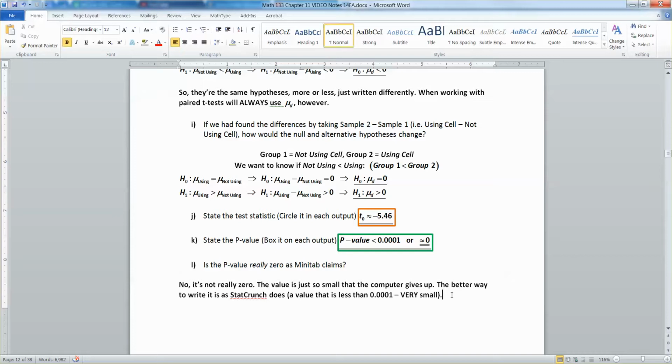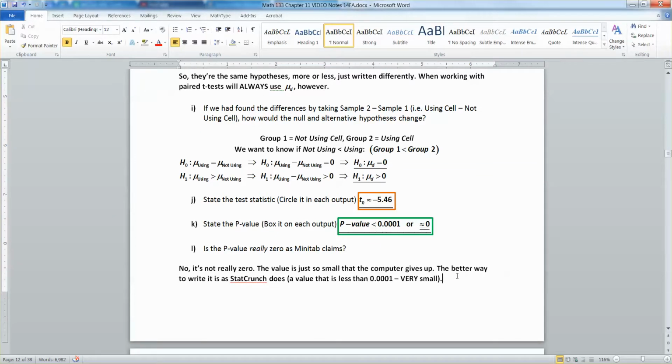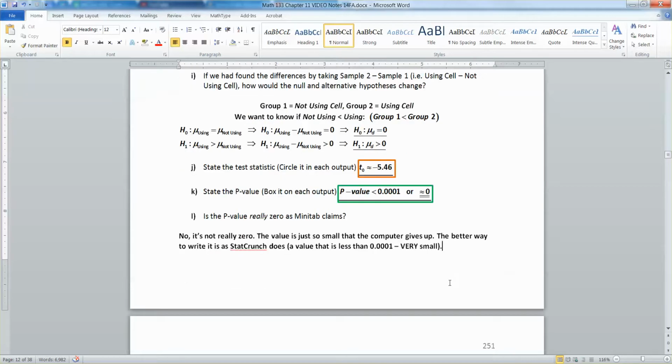But just keep in mind, both of these are saying that it's a very, very, very small value, which means we will most likely reject the null hypothesis, but we don't have the time to do that in this video, so I'll have to pick up there next time.